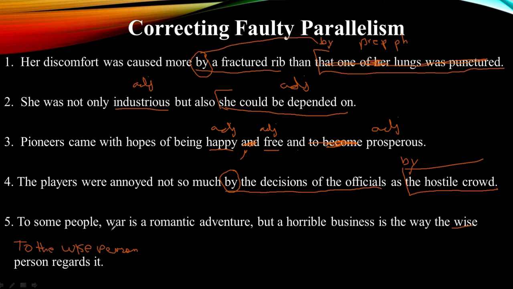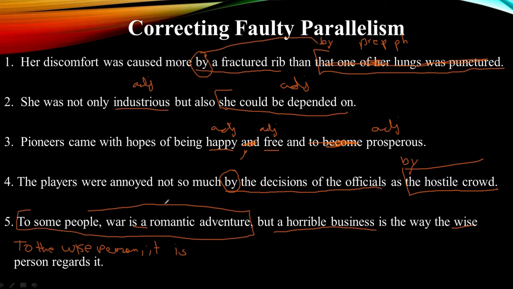And we could say, oh, here's the pronoun for that. So we could say, to some people, war is a romantic adventure, but to the wise person, we could say it. Then comes next the verb. It is, here we go, a horrible business. To some people, war is a romantic adventure, but to the wise person, it is a horrible business. This sentence has to be parallel all the way through. This whole section right here must be parallel to this whole thing.